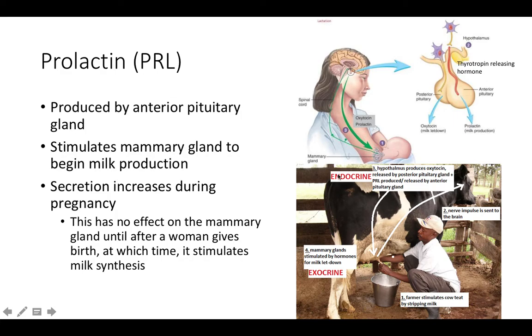So this picture here just shows you this is the endocrine portion where we get this production of these hormones. The exocrine function is the actual release of the milk. This is the non-hormonal secretion that's traveling to an epithelial surface, whereas this is the hormonal secretion that enters right into the bloodstream. Okay, so prolactin, again, produced by the anterior pituitary gland and stimulates the mammary gland to begin milk production.